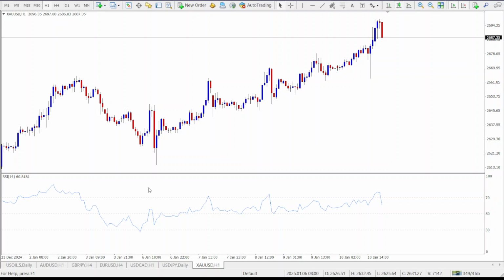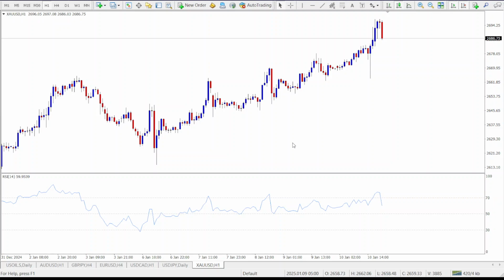A reading above 70 is seen as overbought. So whenever you have the RSI above the 70 level, it indicates an overbought condition. On the flip side, a reading below 30 indicates an oversold condition. That shows that the market could be ready for a bounce or a reversal in the opposite direction.